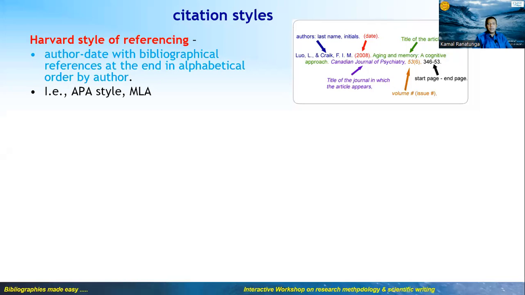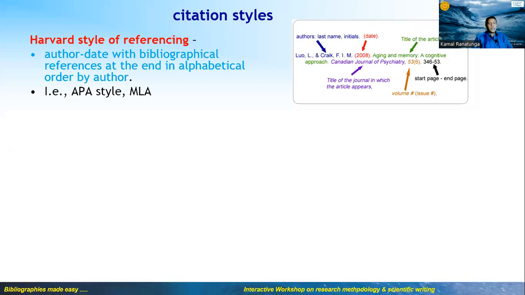In terms of the versions, the first one is called the Harvard style, which is what most people I know use for referencing. It is called the author-date system, because we use the last name of the author or authors, plus the date. The date is the year of publication. So we use the last name of the first author or authors and the year of publication. And this system we call the Harvard style, right?